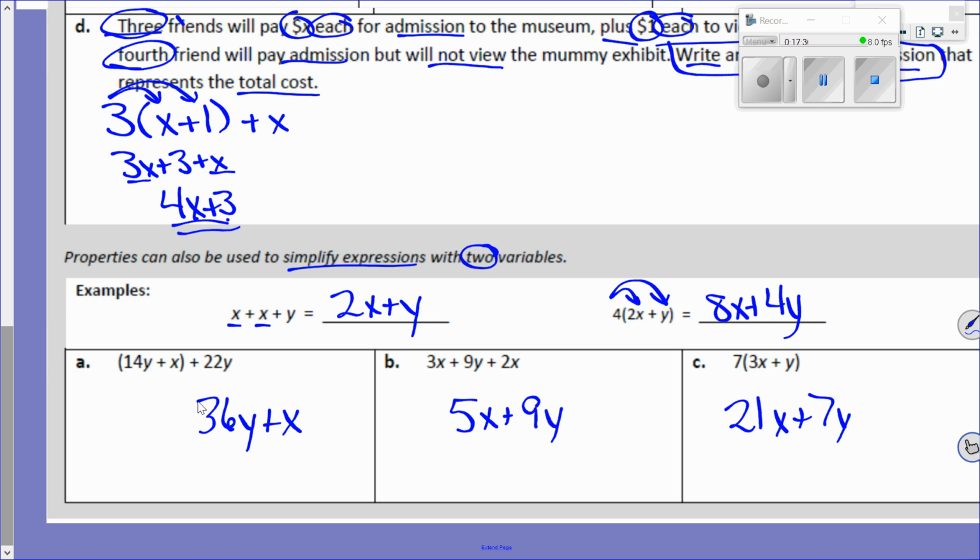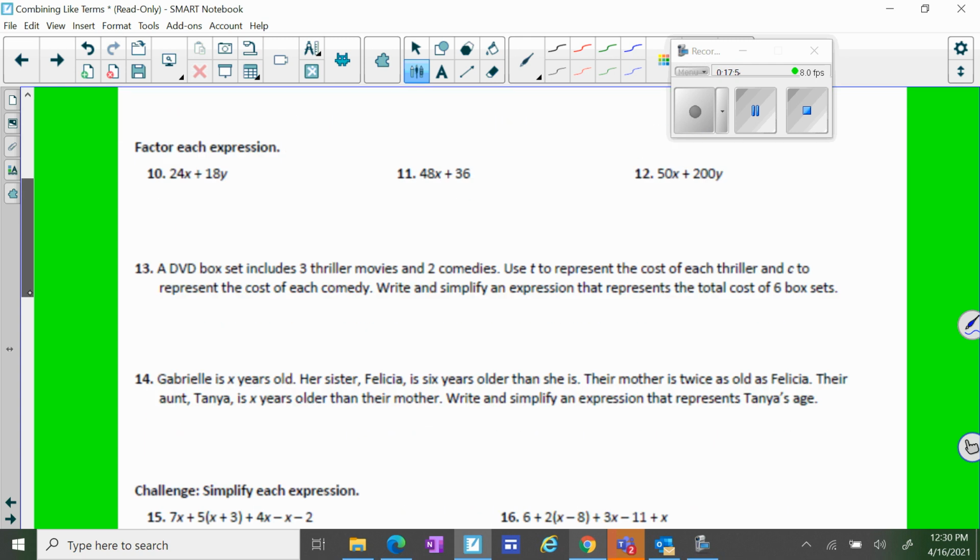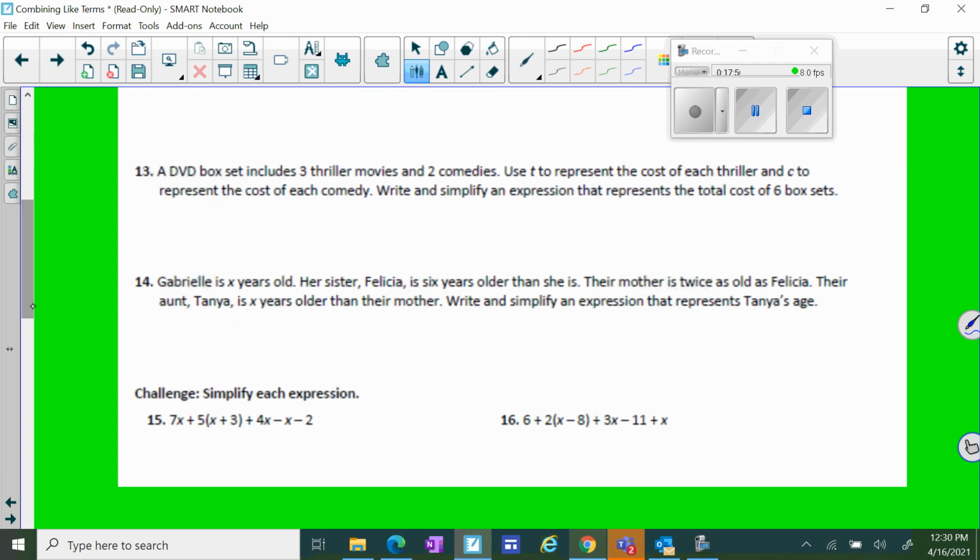So for our home, that's the end of our notes. We're going to do an in-class activity. Okay, your homework is actually relatively simple today. It's a lot of what we did in class where you're just simplifying the expression. Again, put together the pieces that go together. Do pay attention whether you're multiplying or adding. That's going to change how you're going to do it. A couple of word problems. The challenge ones, if you don't get to, we're not going to stress on because they really are pretty tough.